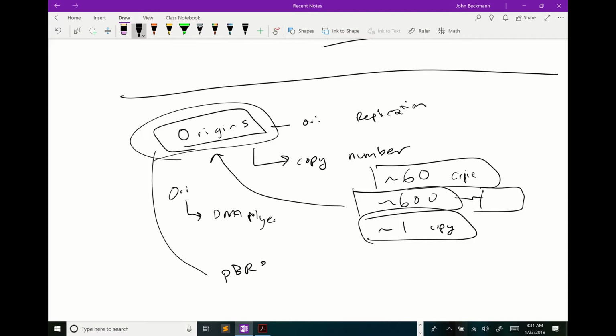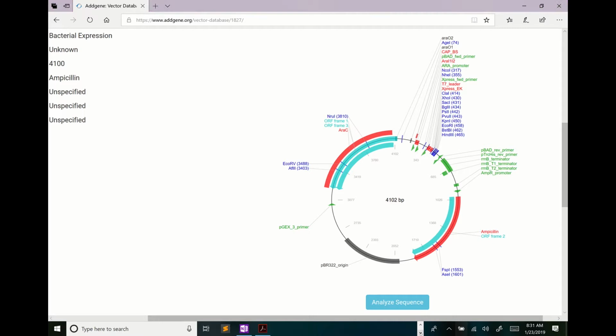So let's see what the origin says on the Addgene page. pBR322, so that's a high copy origin plasmid. And I think I've linked the Addgene reading section. It's just some notes on the origins.